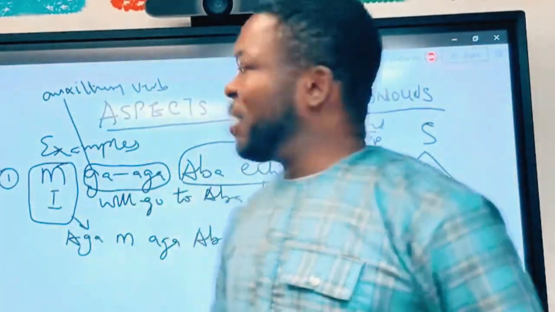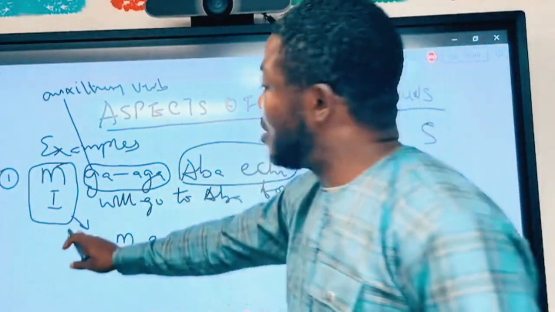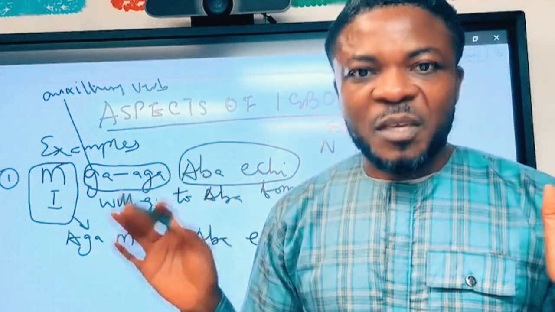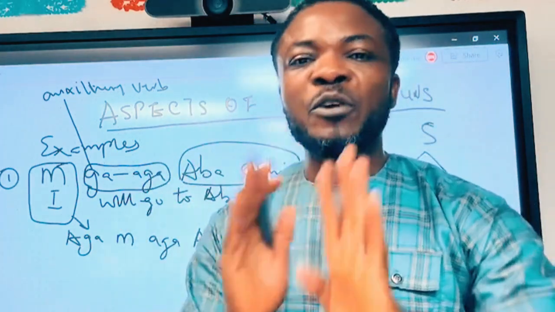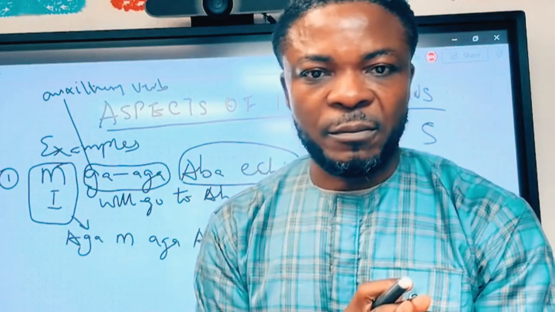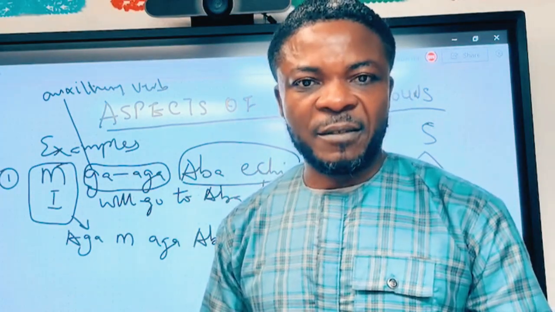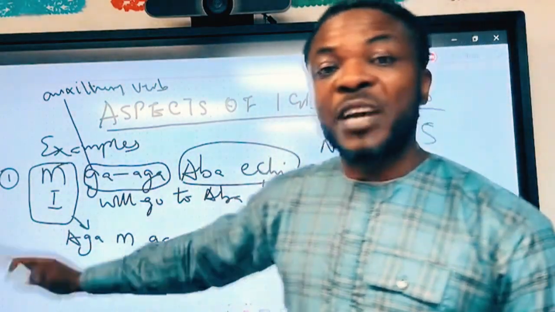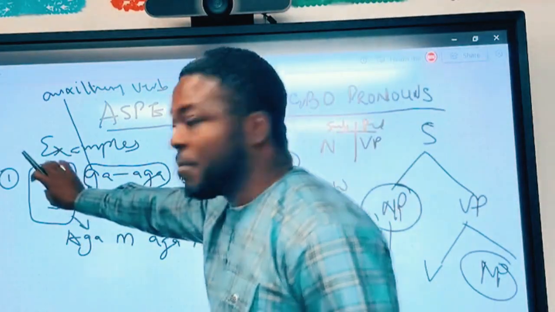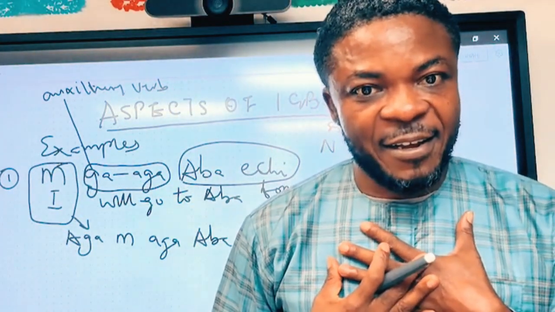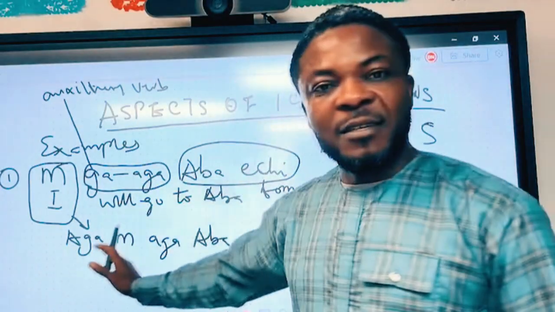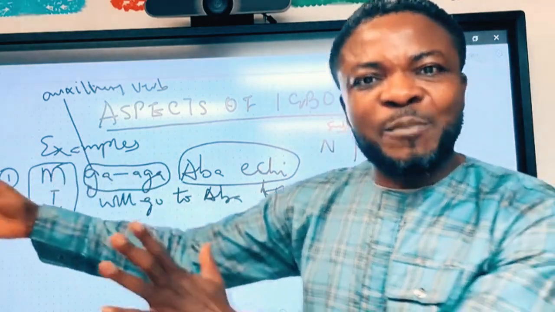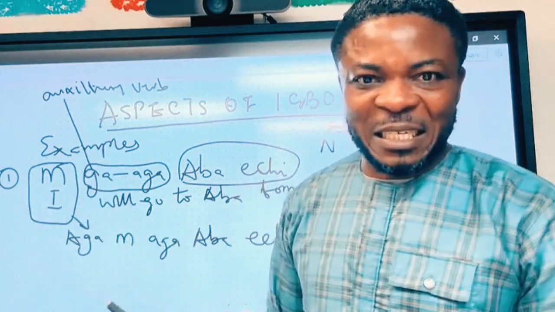Yeah, the second sentence I did is still translatable to what we have. I will go to Aba tomorrow. It's the same thing. The only thing is that the language allows for the rearrangement of the structure. There's no difference. So what I have done is just to rearrange the structure by bringing the pronoun here, which is I, to break the bond between the auxiliary and the other verbal expressions. That's what I just did.